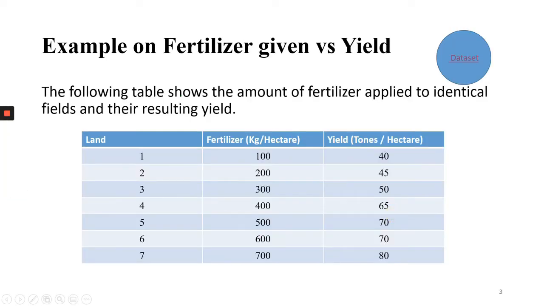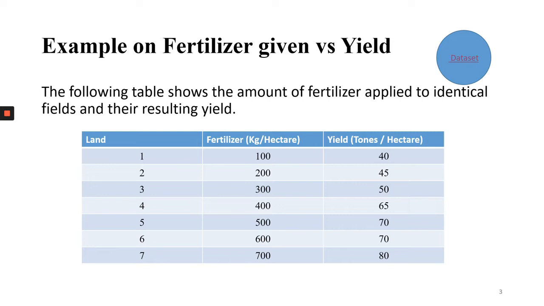So this is the model. Here you can see there are 7 lands. For land number 1, 100 kilograms of fertilizer have been put, and the harvest is 40 tons. Similarly for land 2, 200 kilograms per hectare have been put, and you have got 45 tons of harvest per hectare. So that's how you now have a set of data.